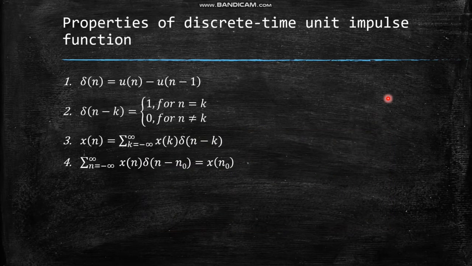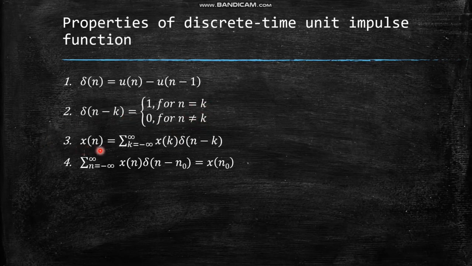Properties of discrete time unit impulse function. We have already discussed the properties for the continuous time unit impulse function. These are the properties for the discrete time unit impulse function. The first one being delta of n is equal to u of n minus u of n minus 1. That is the unit step signal minus the delayed step signal, that is delayed by a point of 1. Second one is delta of n minus k, the delayed unit impulse signal, is equal to 1 for n is equal to k and 0 for n not equal to k.